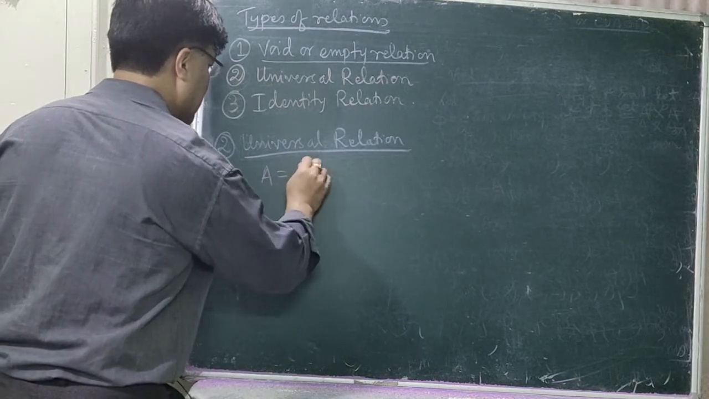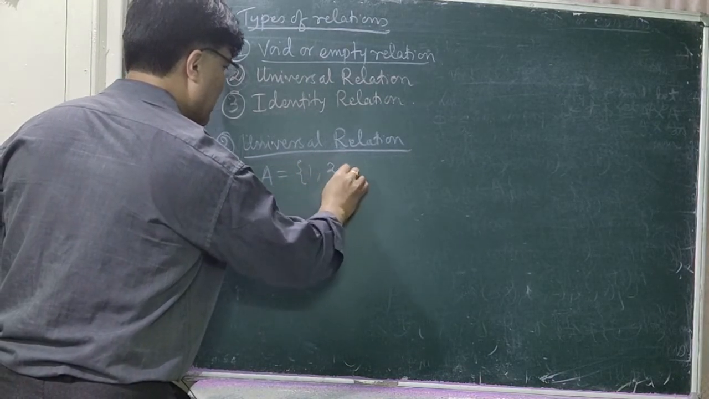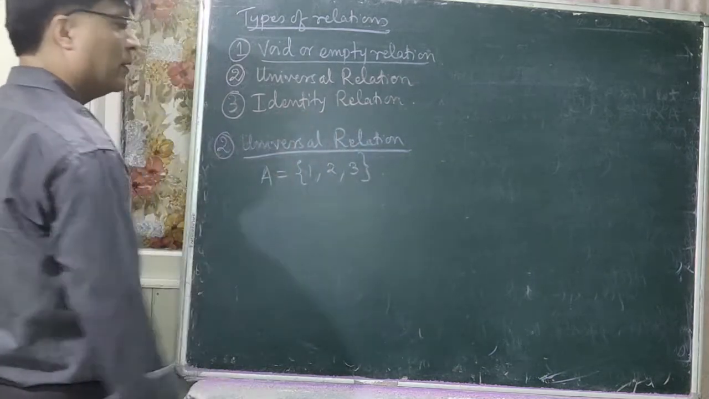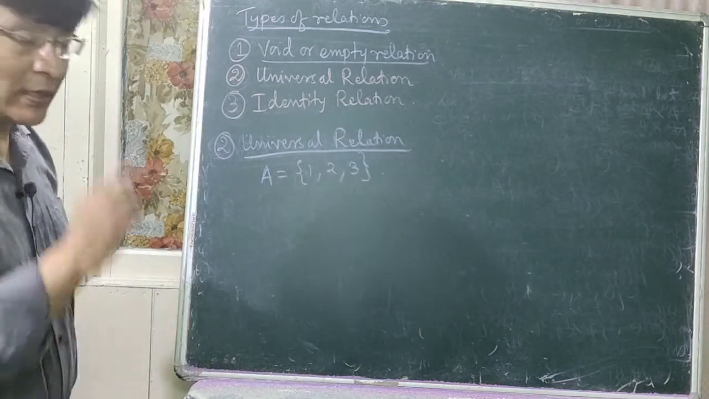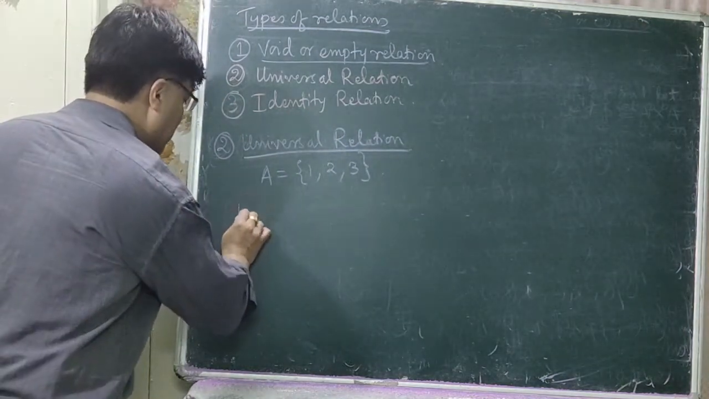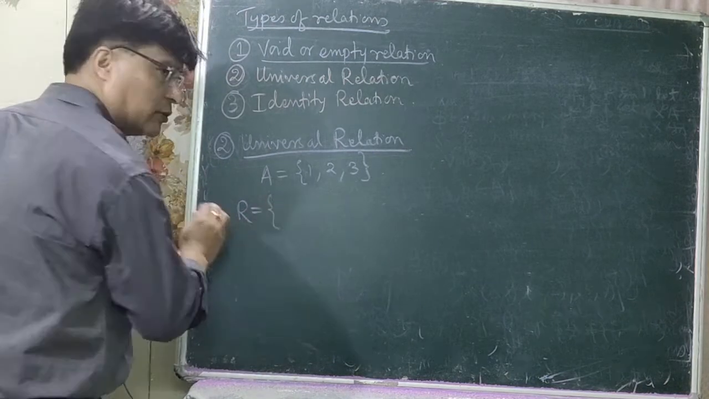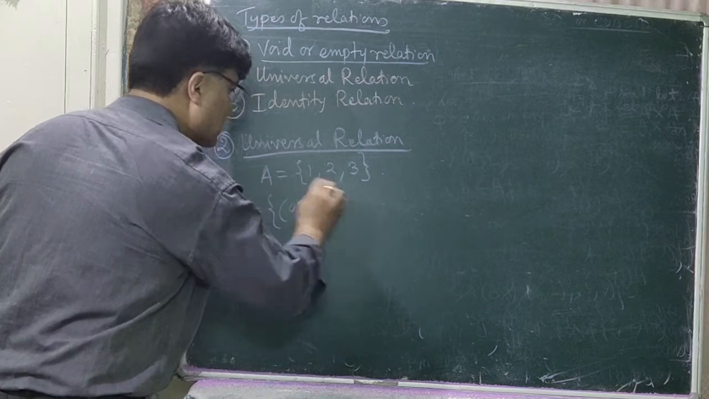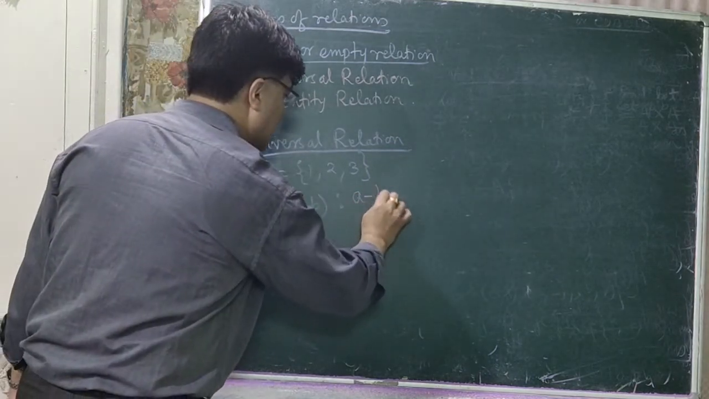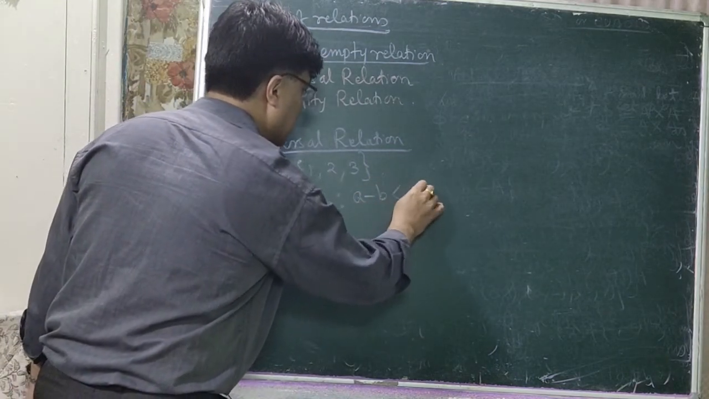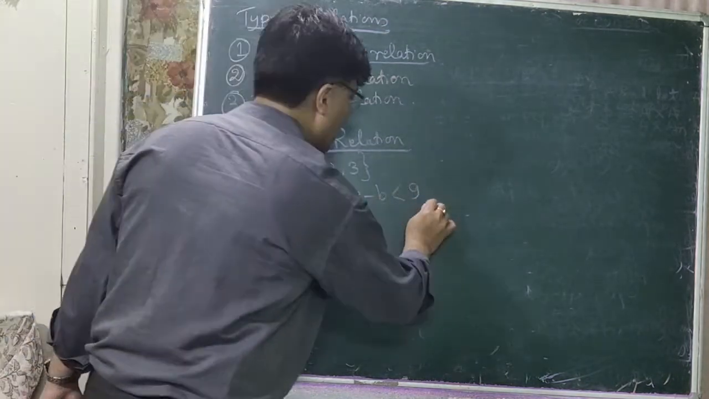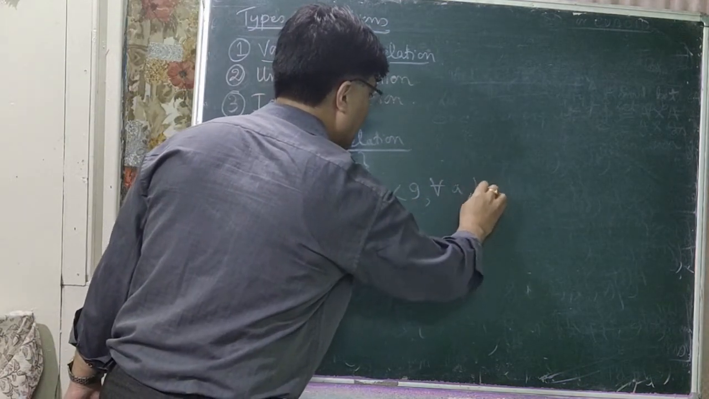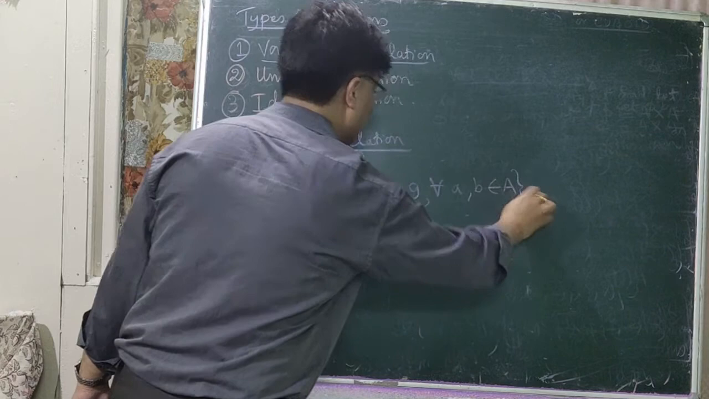Capital A is equal to 1, 2, 3. Let us define a relation. Capital R is equal to the set of all ordered pairs A comma B such that A minus B is less than 9, for all A comma B belongs to the set A.